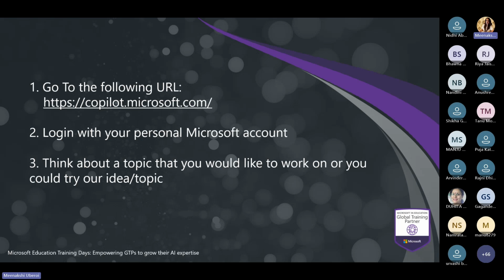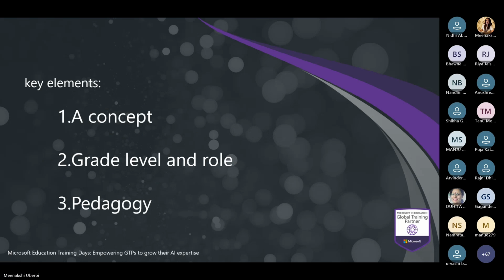Okay. I hope you're ready. And as you get ready, do know that you need three things. These are the three key elements. I'm not going to start really big here. I'm going very small. I just need three things from you: a concept, a grade level, and pedagogy.